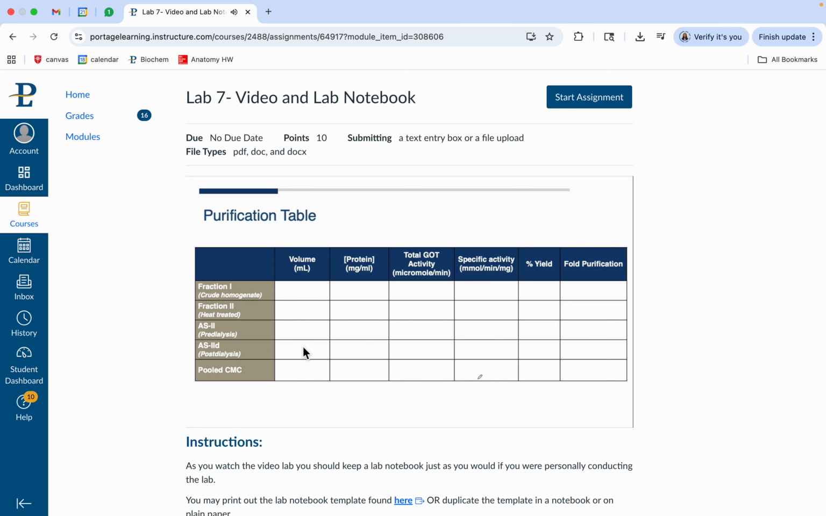One of the things that we'd like to finish with is a purification table. All right, so a list where we put all the fractionation steps and all the volumes and activities there, and also think about the purification. All right, so let's fill this in.